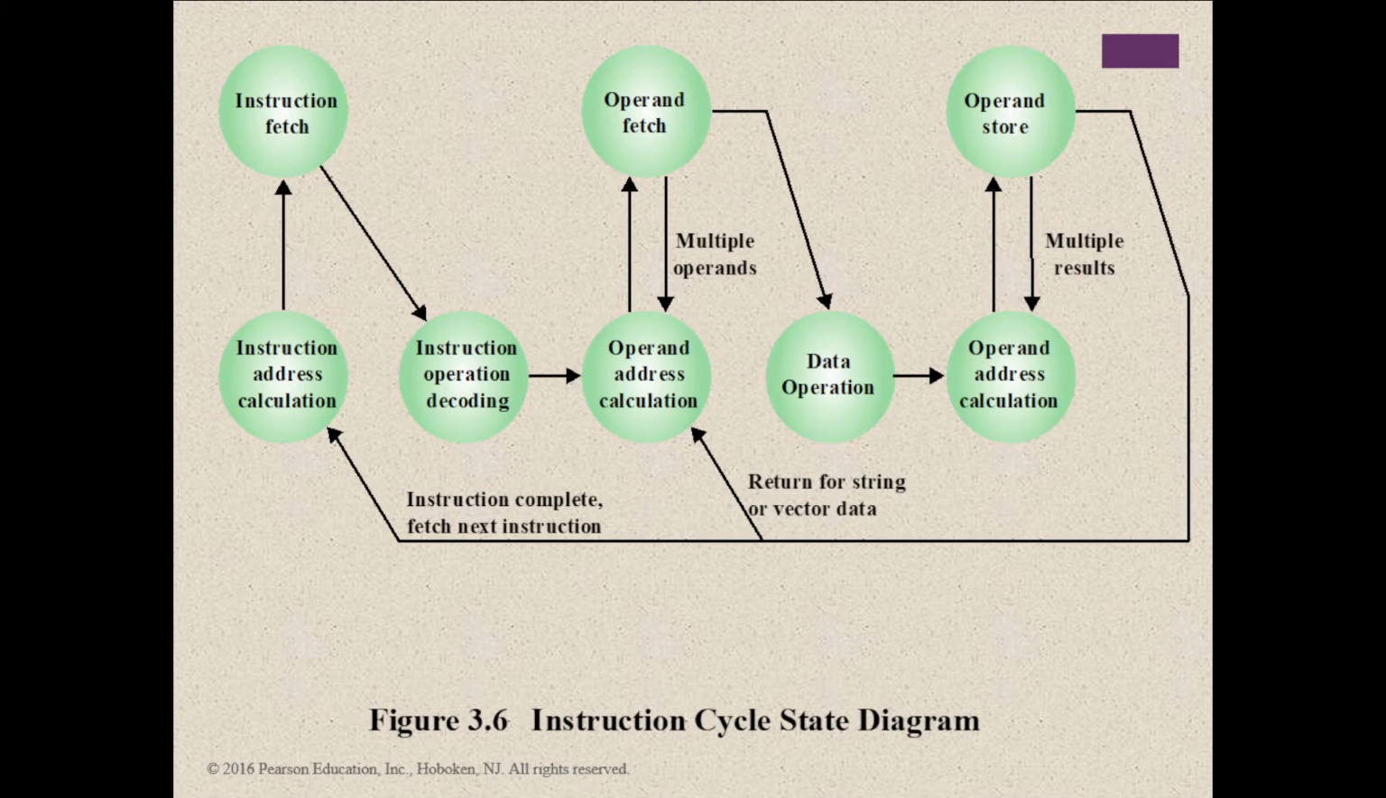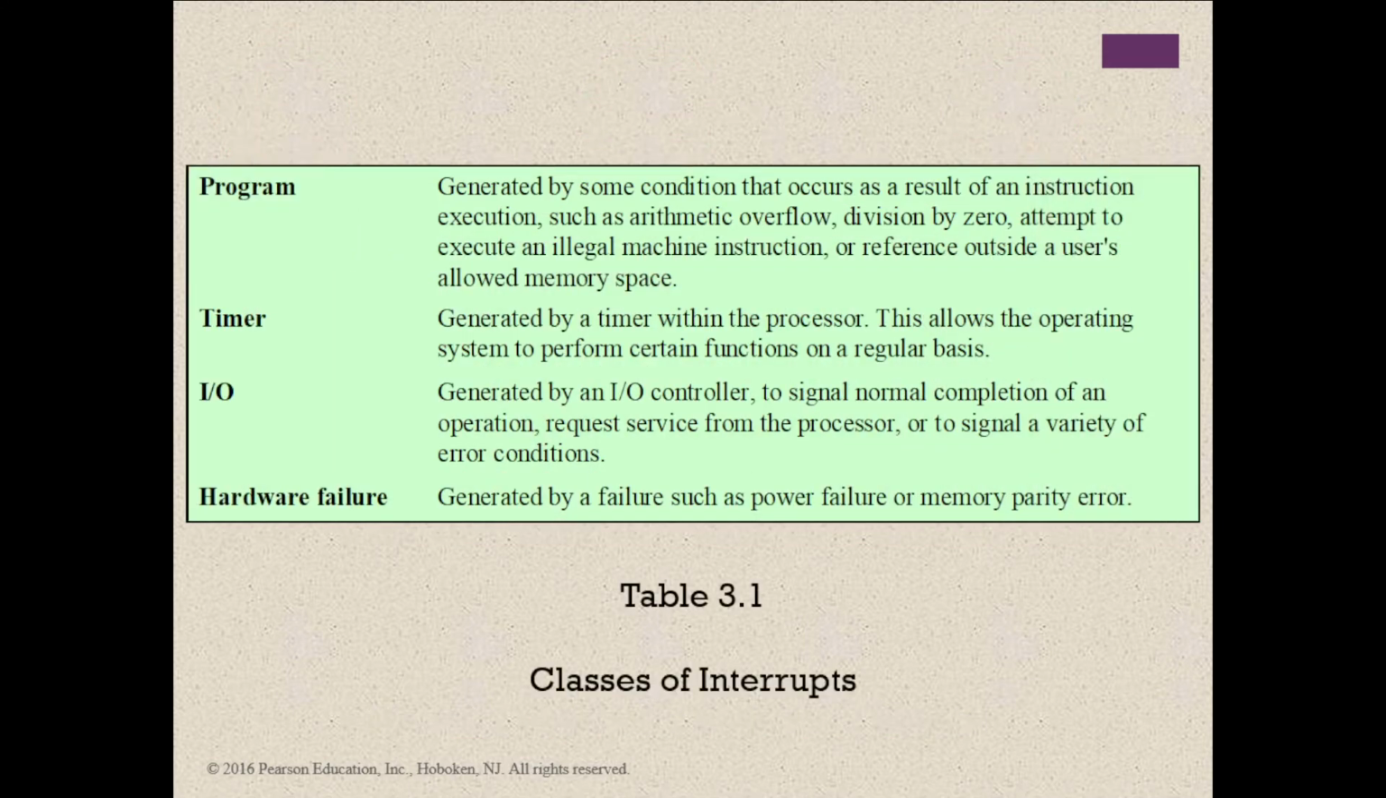So next we have Table 3.1 that shows the classes of interrupts. We have program, timer, I/O, and hardware failure. Virtually all computers provide a mechanism by which other modules such as I/O and memory may interrupt the normal processing of the processor. So this table lists the most common classes of interrupts. The specific nature of these interrupts is examined in Chapters 7 and 14. However, we need to introduce the concept now to understand more clearly the nature of the instruction cycle and the implications of interrupts on the interconnection structure.